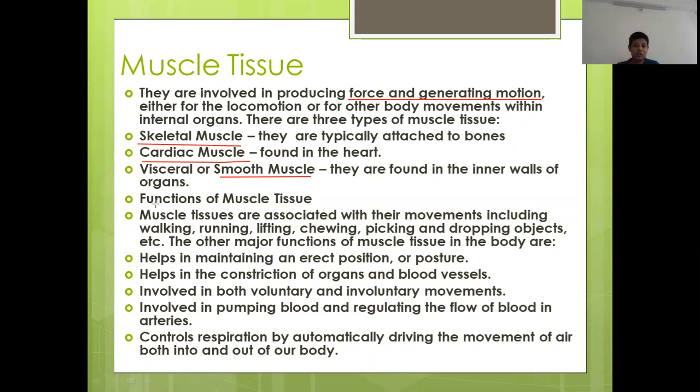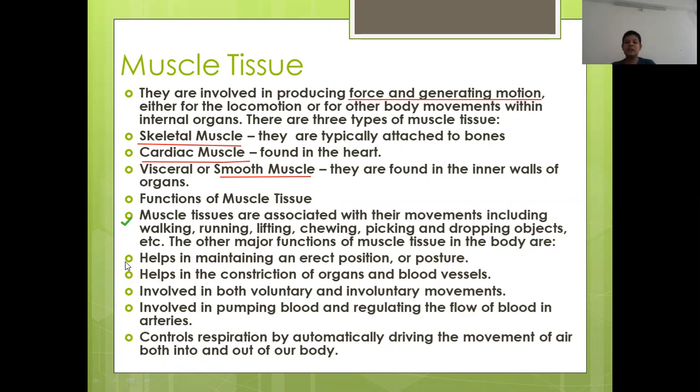So now let's talk about functions of muscular tissue. First, muscle tissues are associated with movements including walking, running, lifting, chewing, picking and dropping objects, etc. These things like lifting, chewing, walking, running are voluntary. That means they are performed by our wish. If I want to walk, it is my wish. But let's say heart beating, it is involuntary. You cannot just tell your heart to beat. So it is involuntary.